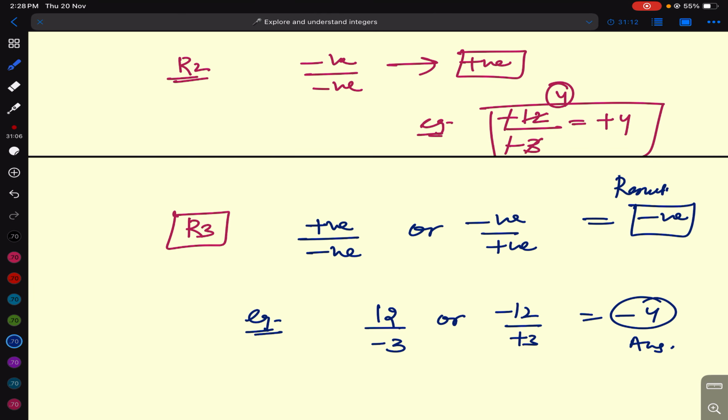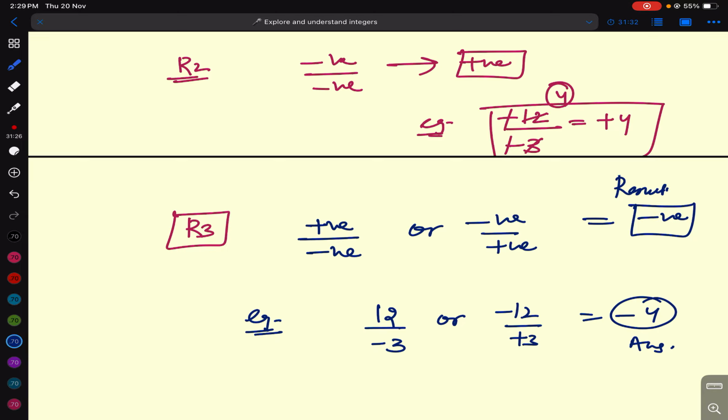Clear? So the answer is only going to be positive when both of them are positive. By both of them I mean numerator and denominator, or you can say dividend and divisor. So the answer is going to be positive in two cases: when both of them are positive or when both of them are negative.